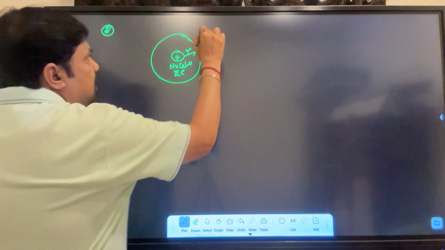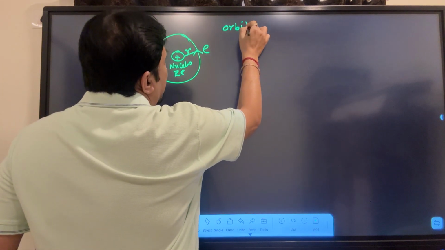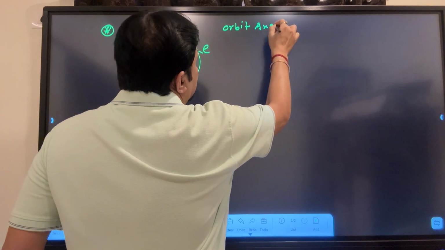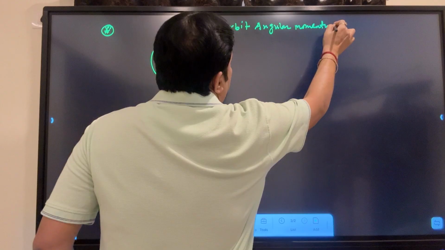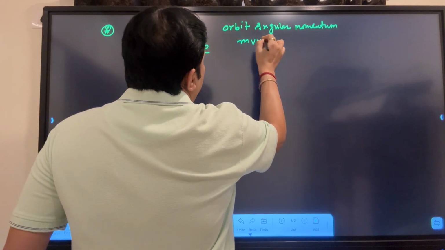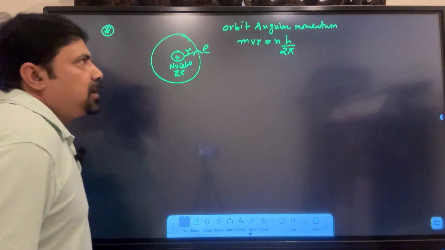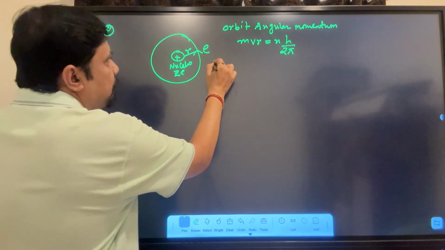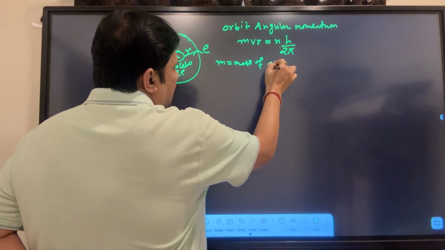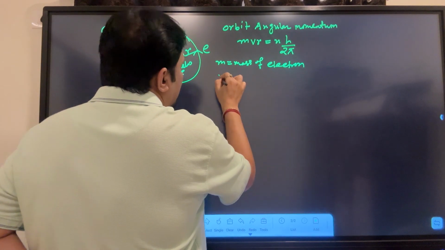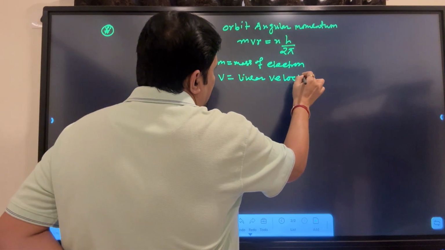Now he is proposing that the orbital angular momentum, which is m v r, will be equal to n h by 2 pi, where m is the mass of the electron and v is the linear velocity of the electron. What is the mass of the electron?